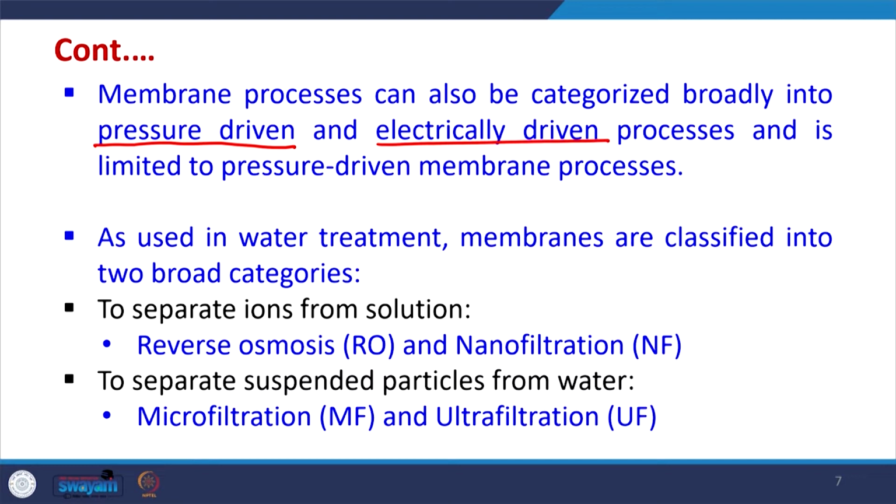So, generally reverse osmosis and nanofiltration can be used to separate the ions. Similarly, suspended particulates can be separated from the water using microfiltration and ultrafiltration. So, we have these four processes, which are generally considered to be the membrane processes used in water or wastewater treatment. Depending upon the type of materials that have to be removed, these four processes can be used together.